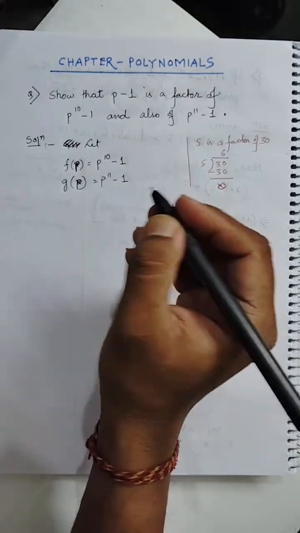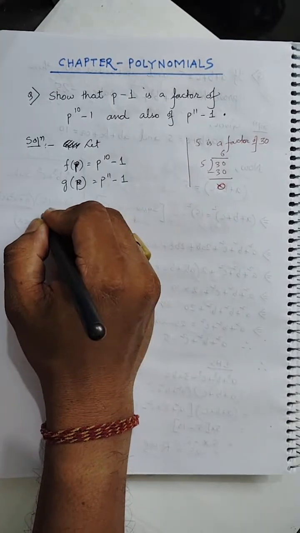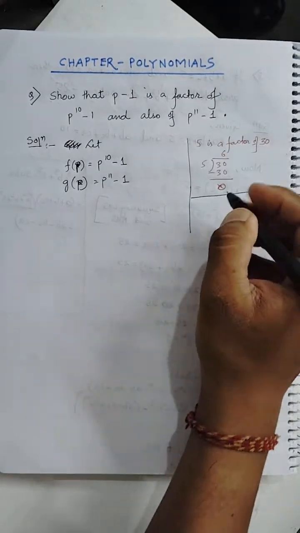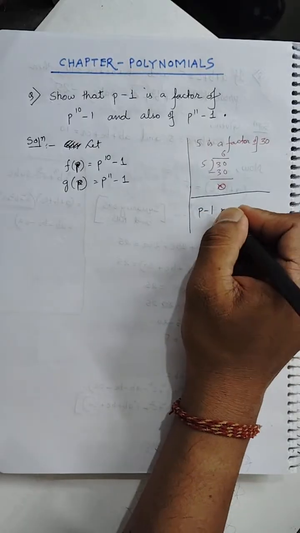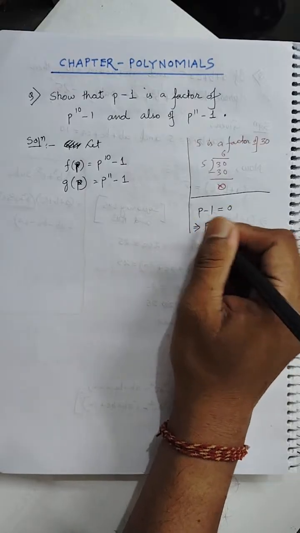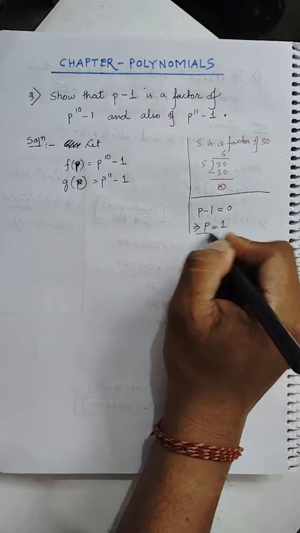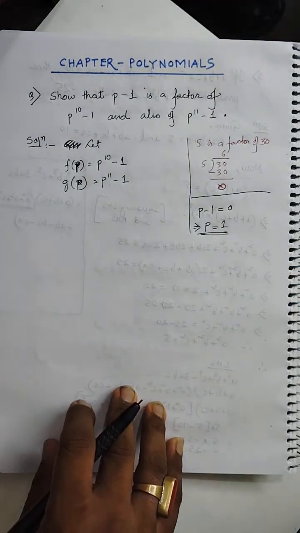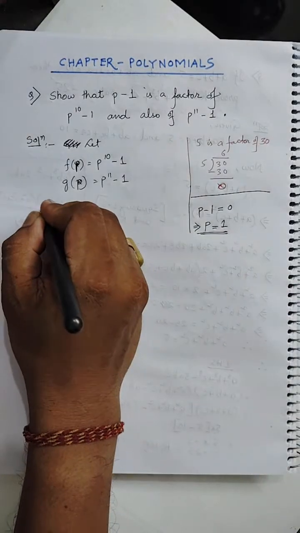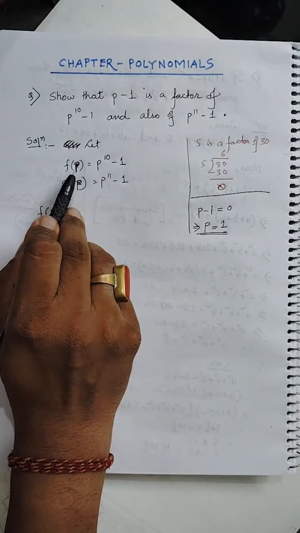So what we can do, again I have to show something on the rough part. If p minus 1 equals 0, that means we are finding the zero of the polynomial p minus 1, so p minus 1 equals 0, which gives p is equal to 1. So what we can do, we can check f(1), that means we have to replace all the values of p with 1.